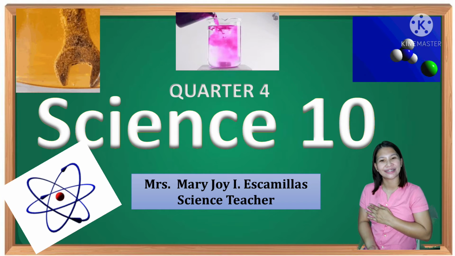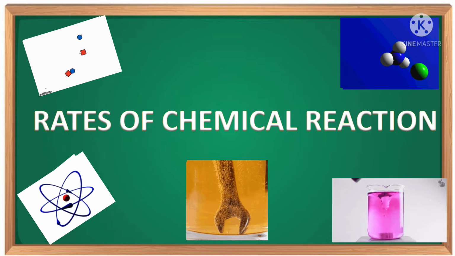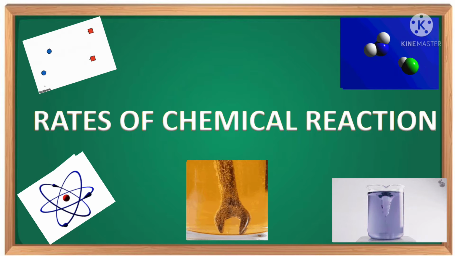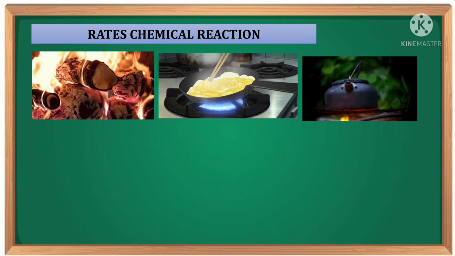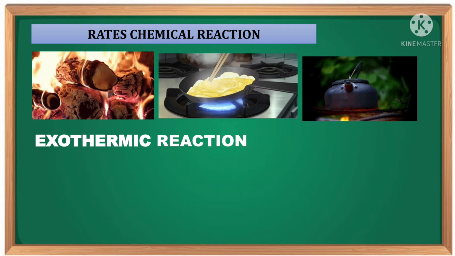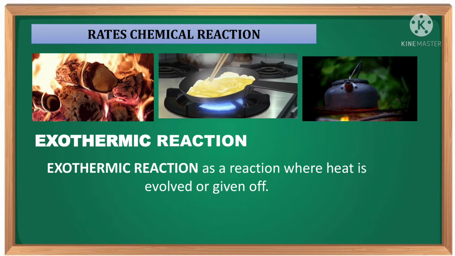Marizoy Esca. Our lesson for today is about rates of chemical reaction. When you burn wood, heat is produced. We use this heat to cook our food or boil water. And the chemical reaction in this case is the burning of wood, and since heat is given off, we say that the reaction is exothermic. So we define an exothermic reaction as a reaction where heat is evolved or given off.